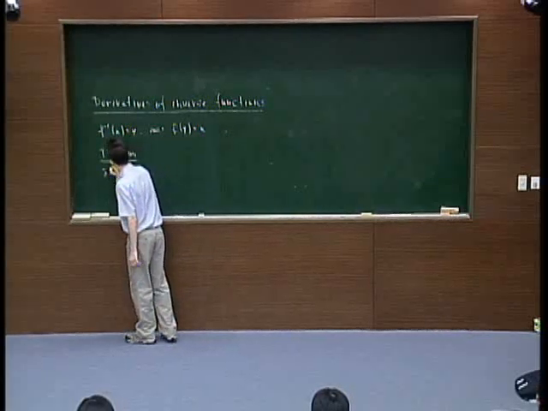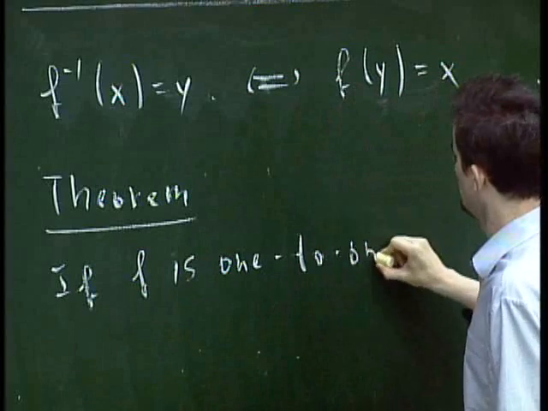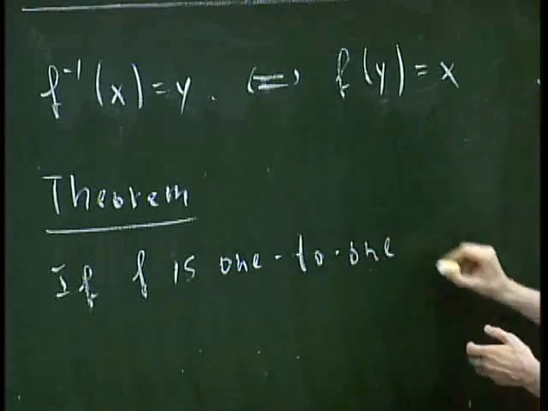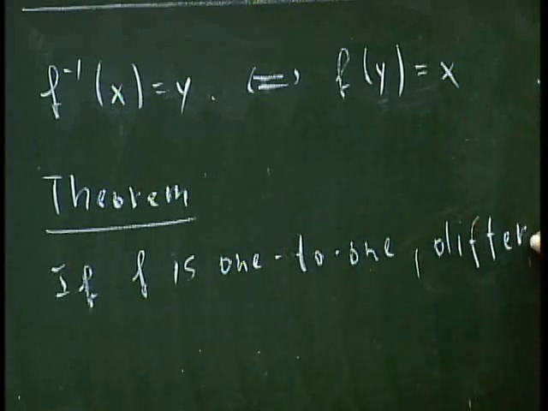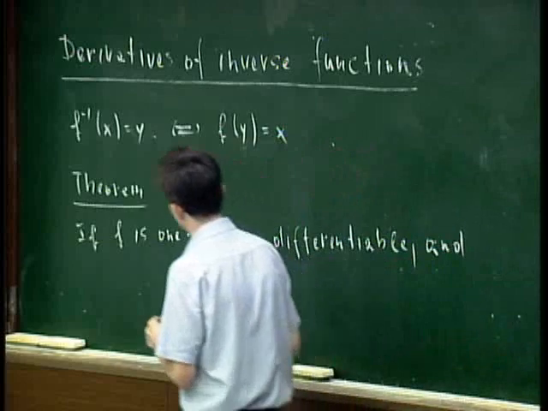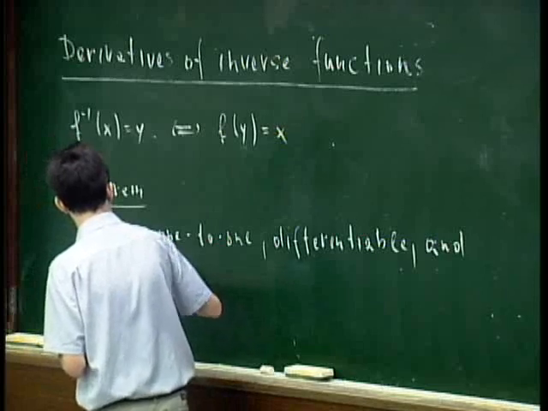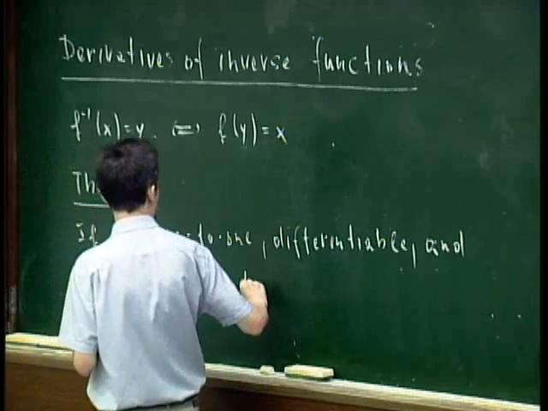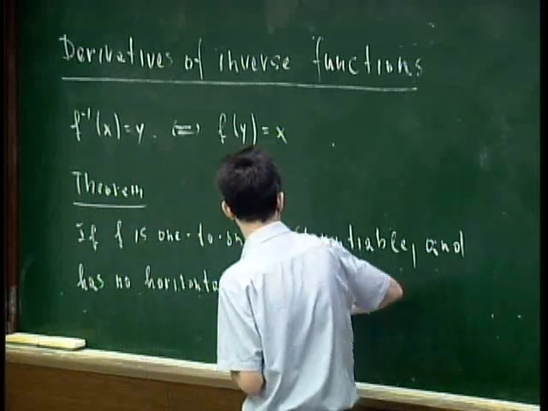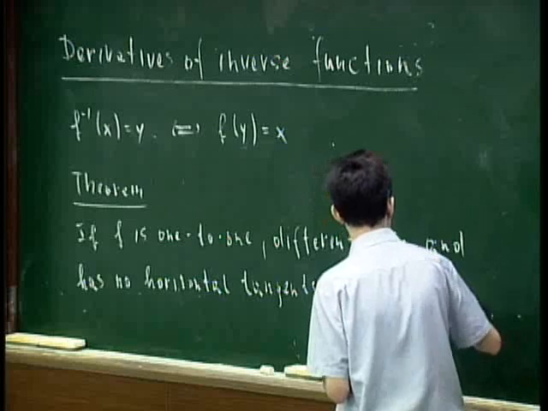So if f is 1 to 1 and differentiable, and has no horizontal tangents, then the inverse function is differentiable.